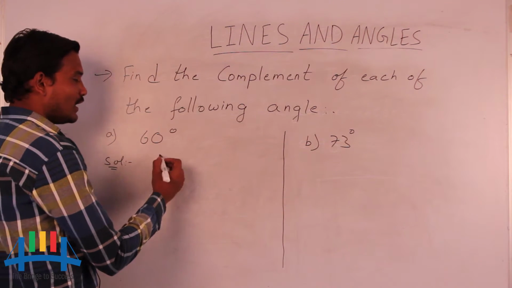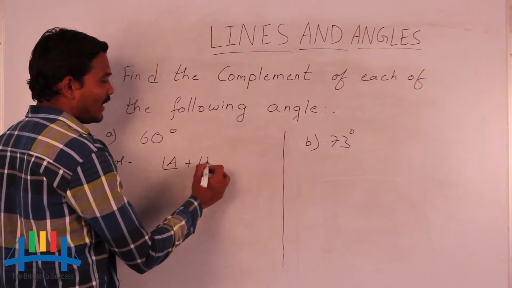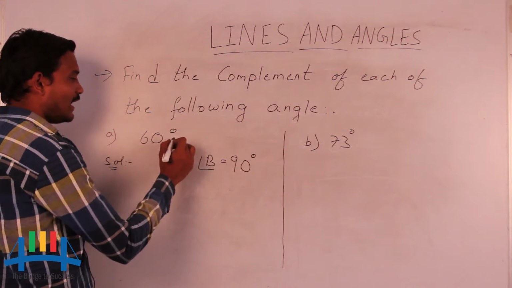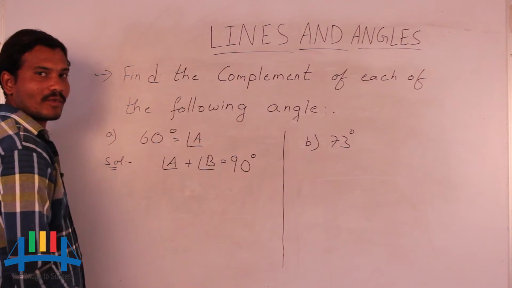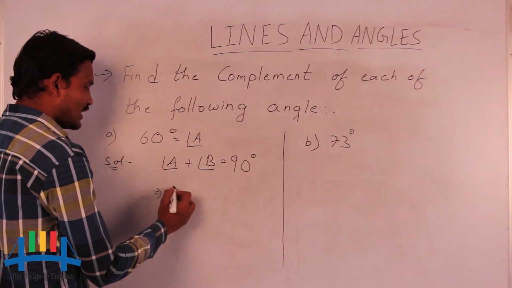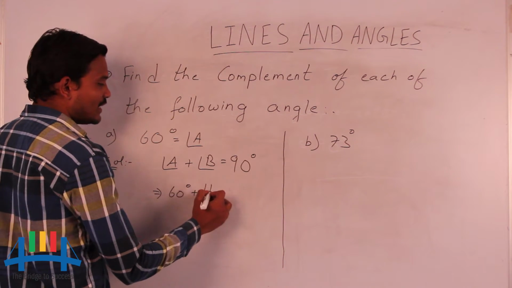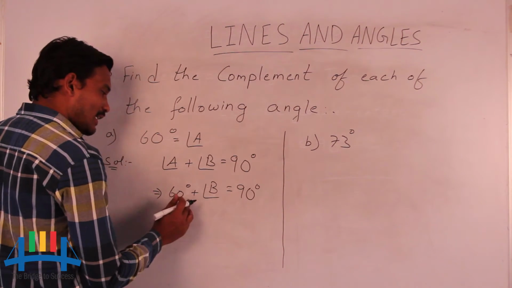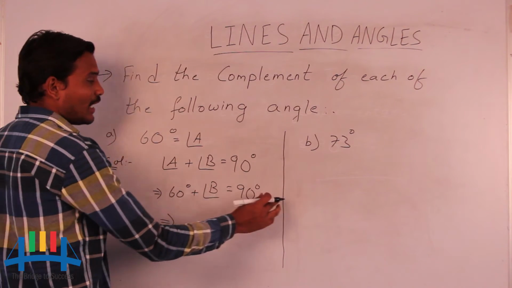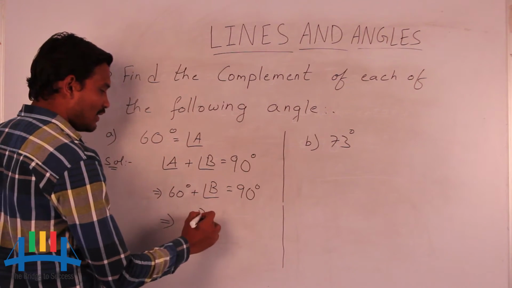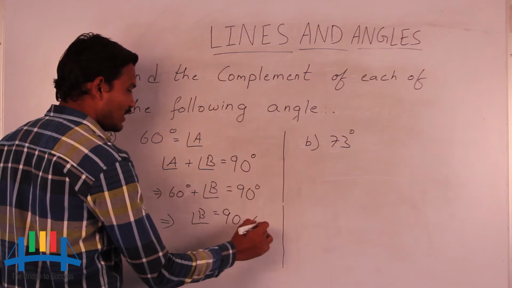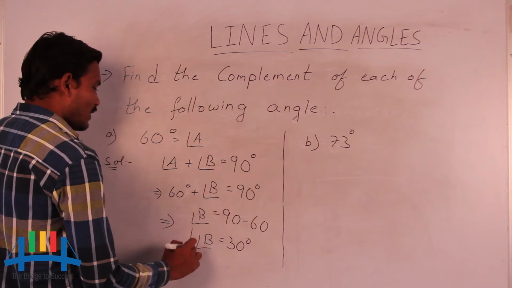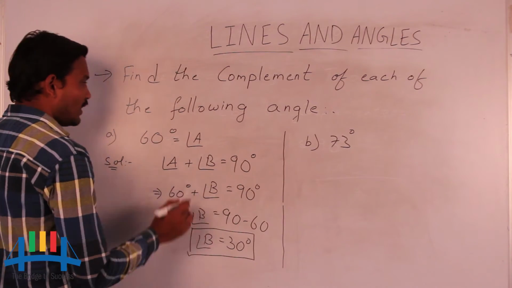Here we know that the sum of two angles, that is angle A plus angle B, is equal to 90 degrees in a complementary angle. So let us consider angle A is equal to 60 degrees. So in the place of angle A, now I am replacing with 60 degrees. We don't know angle B, so I will write angle B as it is, and which is equal to 90 degrees. Now I will take plus 60 to the RHS, it will become minus 60. So angle B is equal to 90 minus 60. Therefore we will get angle B is equal to 30 degrees. Therefore 30 degrees is the complement to the given question.